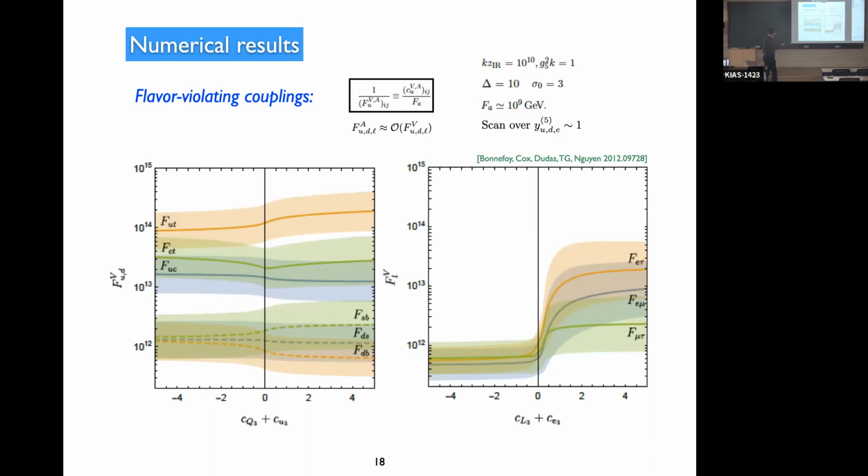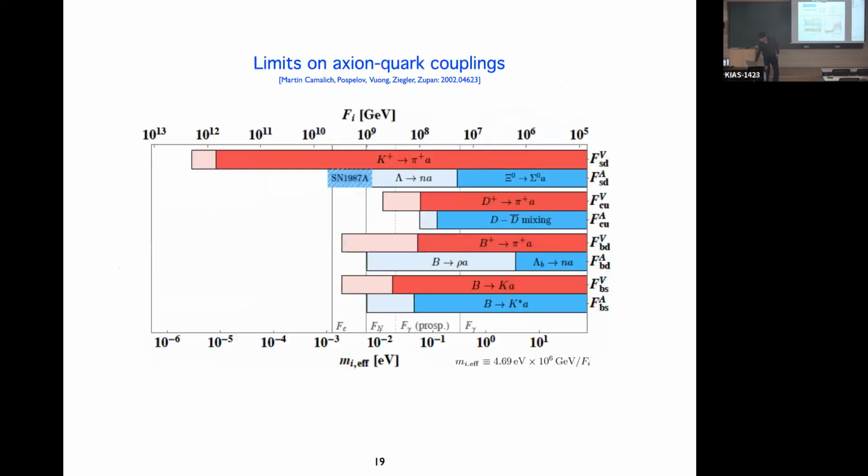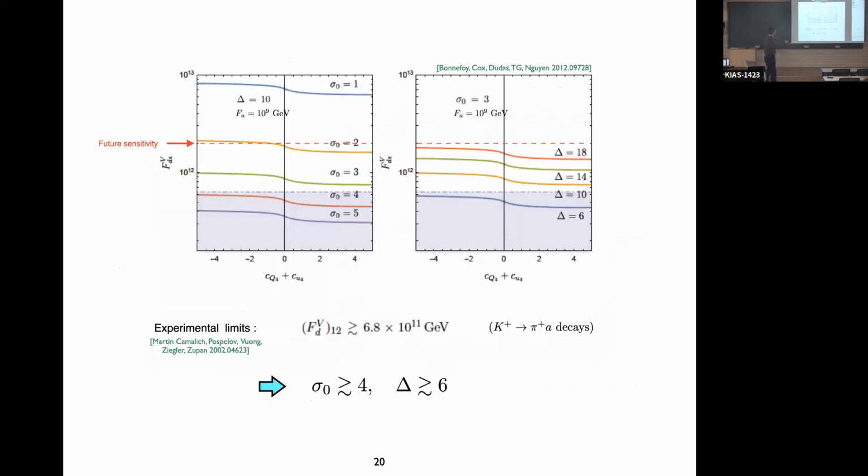And the prediction for this number is roughly 10 to the 12 for sigma naught equal to 3, delta equal to 10. But I just have to change sigma naught and I can change these curves. That's what I'm showing you on this plot here. You see, I change the delta by a little bit, and you can see that the limit changes a little bit, by order 1. So all the limits are around 10 to the 12, but there is some freedom in this sigma naught parameter.